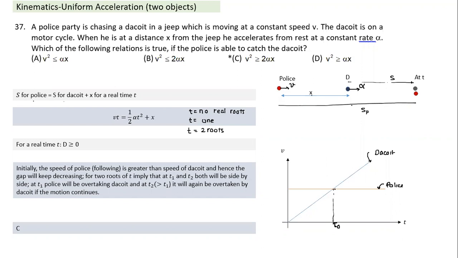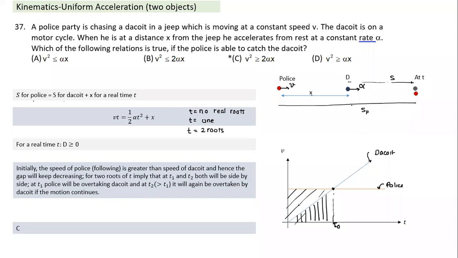Beyond time t0, the speed of the dacoit becomes larger. So after this point, the police cannot catch, and the gap will start increasing. If the police has to catch, it has to catch within this time. If in time t0 the police has traveled this distance and the dacoit has traveled this distance, and the difference in this area is greater than x, the police can catch. If not, it cannot catch. That's how we can understand it in terms of the figure also.